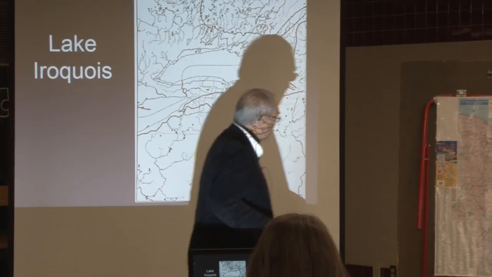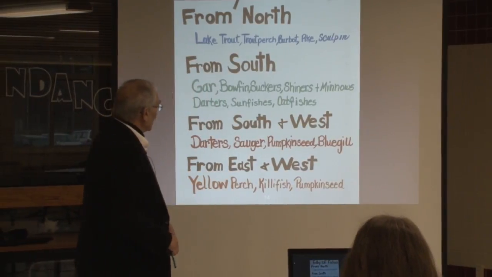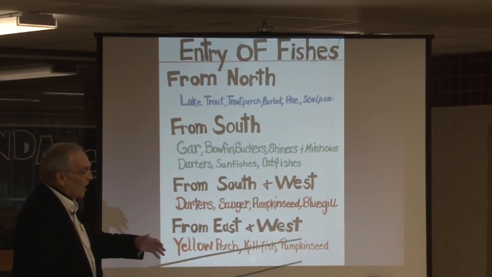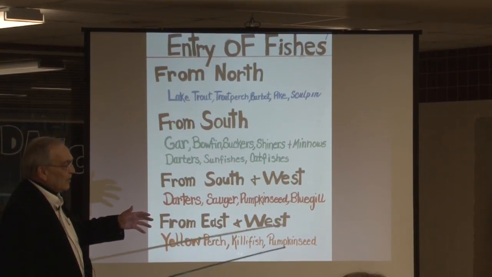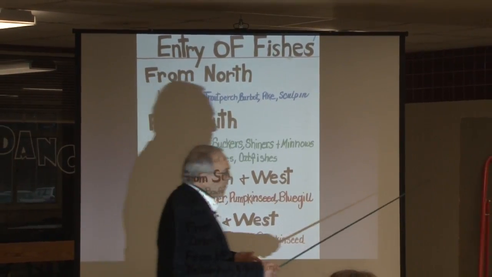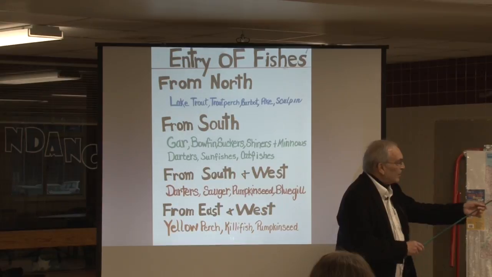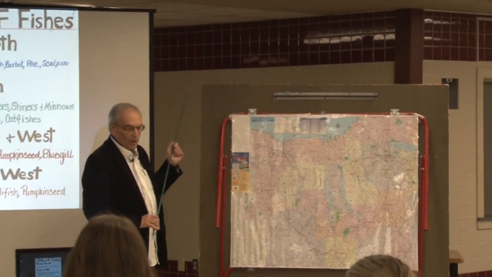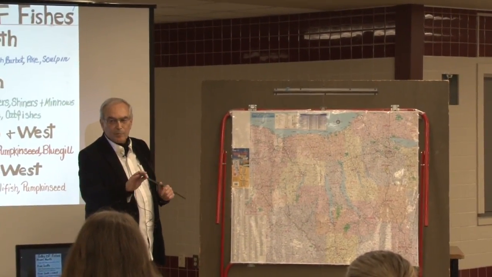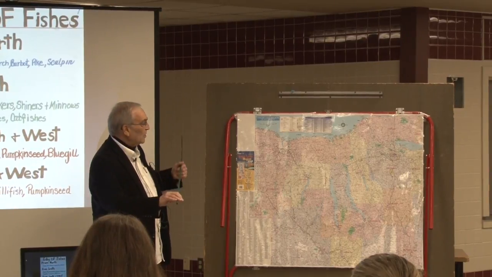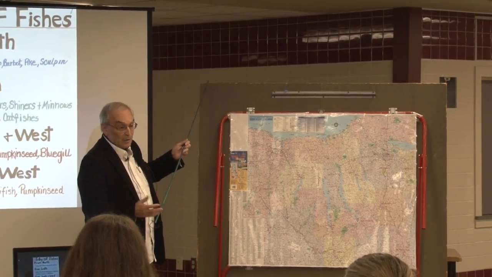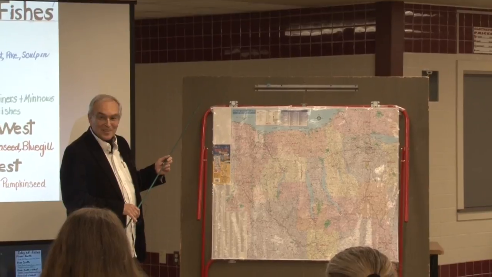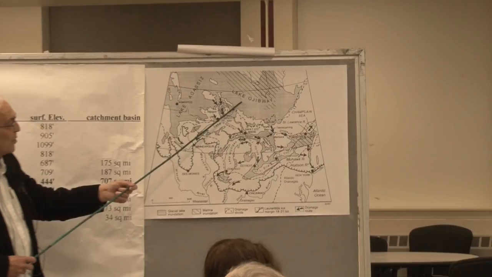Okay, so what are we up to next? How do we get there? So anyway, while all this stuff was melting, Lake Ontario and all the Great Lakes got hooked up to the Mississippi, and the Mississippi was a fish source for the southern fish to come up the Mississippi.